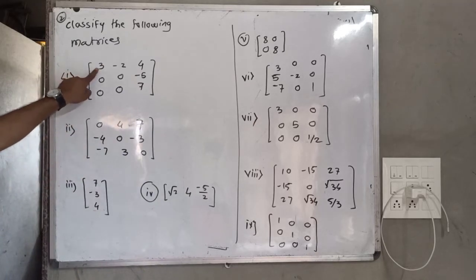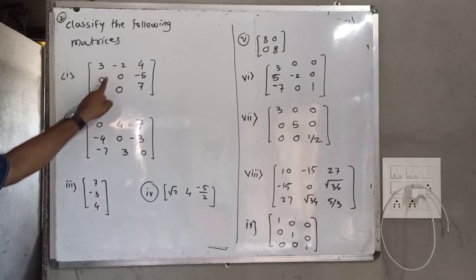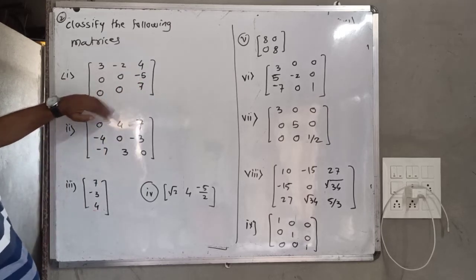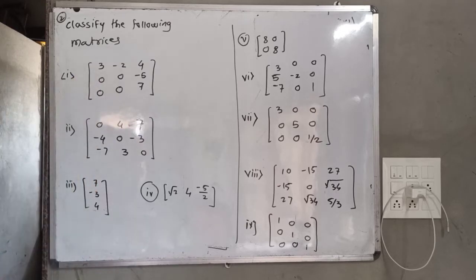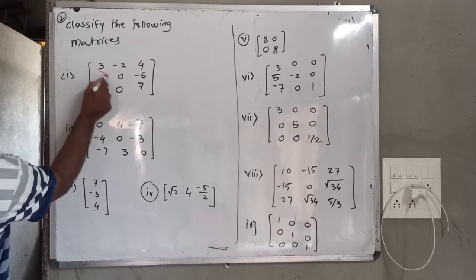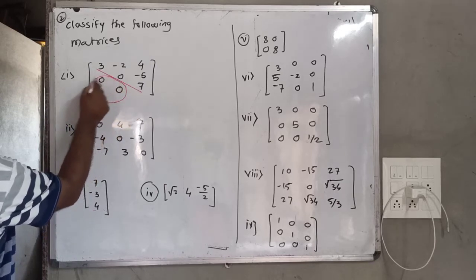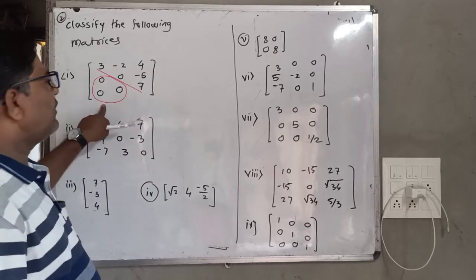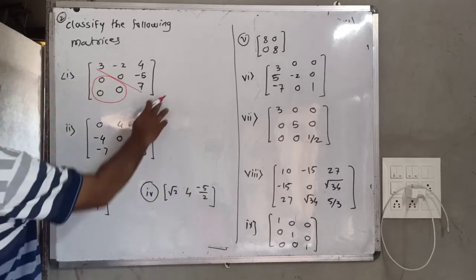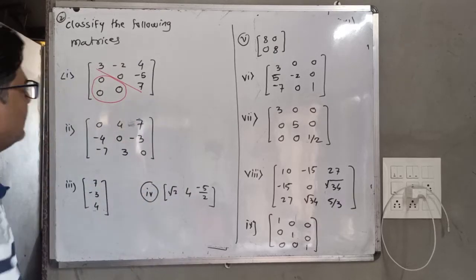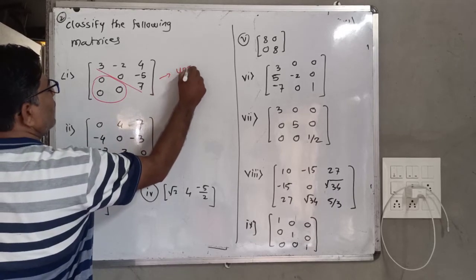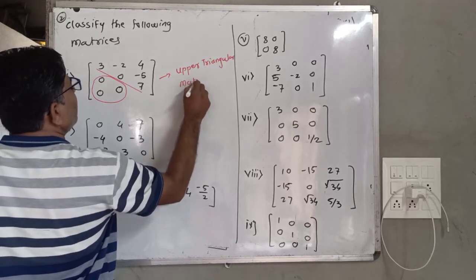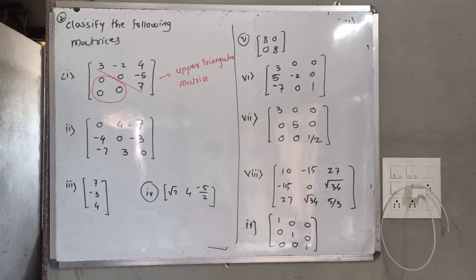Here the first one is 3 minus 2 4, 0 0 minus 4, 0 0 7. Just observe this. Here the below-the-diagonal elements are 0. These are your diagonal elements, and below the diagonal elements are 0. If the matrix has below-the-diagonal elements 0, then this is called an upper triangular matrix. This is a type of upper triangular matrix.